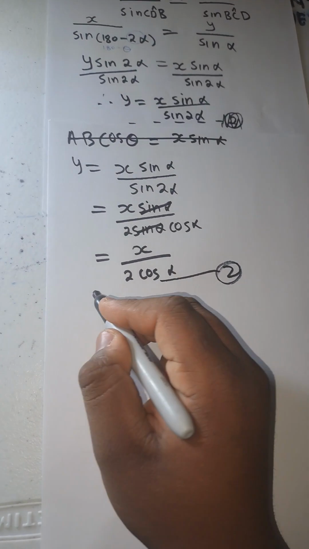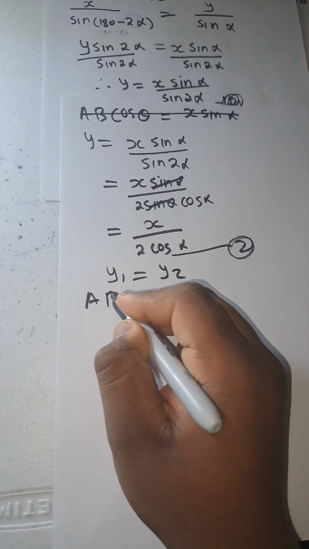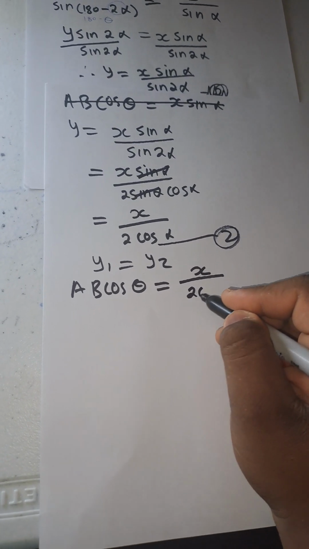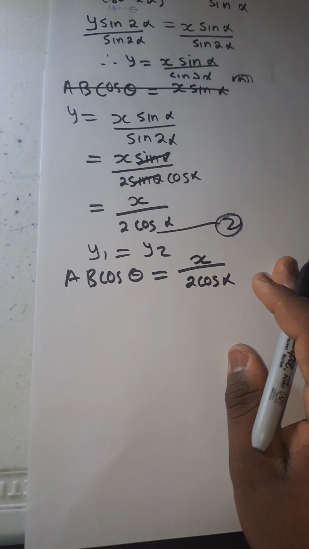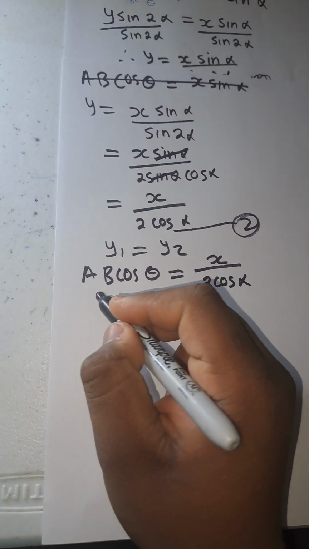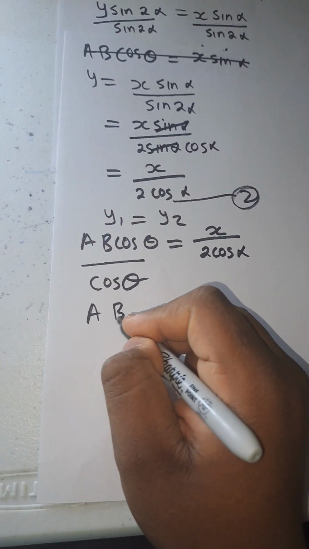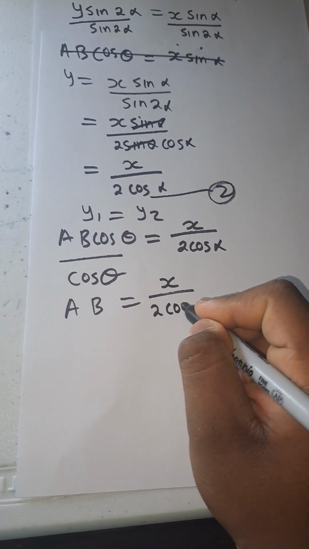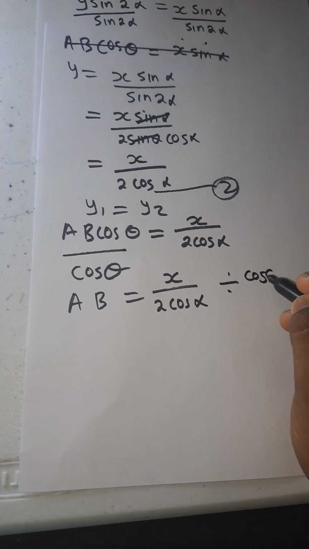Now we are going to equate the two equations. The first one is AB cos theta. The second one is X over 2 cos alpha. Right? Now let's continue. Let me make AB the subject, because it is the one they want. So we're going to divide both sides by cos theta. Let me write it here: AB is equal to, since I'm dividing by cos theta, X over 2 cos alpha, and then divided by cos theta over 1.